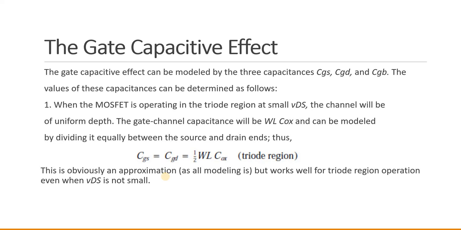Thus, the capacitance value will become CGS equals CGD equals W into L into COX divided by 2, because it has been equally divided between the source and the drain ends. As we discussed in the previous model, this is obviously an approximation, but it works well for the triode region operation even when VDS is not small. Okay, so this is regarding the triode region.